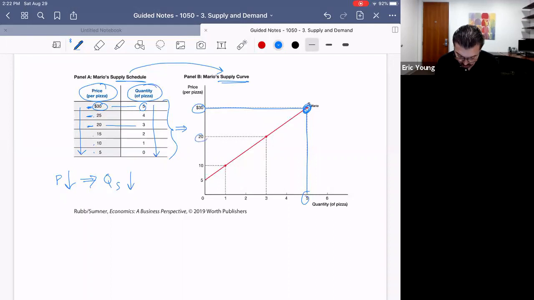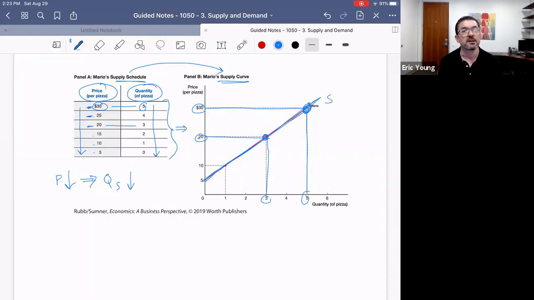You would start at 20, you would go across, you would go to 3, you would go up. This right here, another QS point. And if you connect them, you get the idea. You're going to have this upward curve called supply.